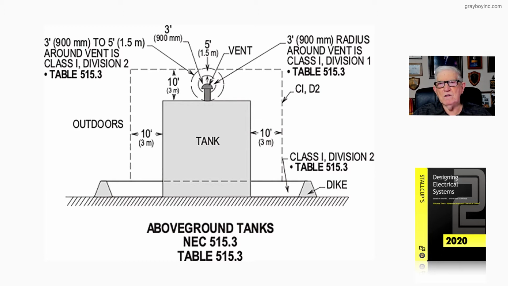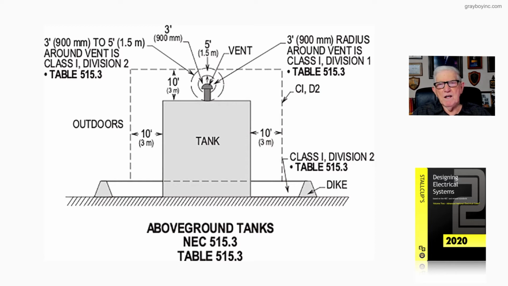Now let's just notice the 3-foot rule to the right top side of the illustration. It says a 3-foot radius around the vent is a Class 1 Division 1 location as outlined in Table 515.3. And then out to 5 foot, when we review the information to the left top side of the illustration, we have 3 foot to 5 foot around the tank is a Class 1 Division 2, as outlined in Table 515.3.